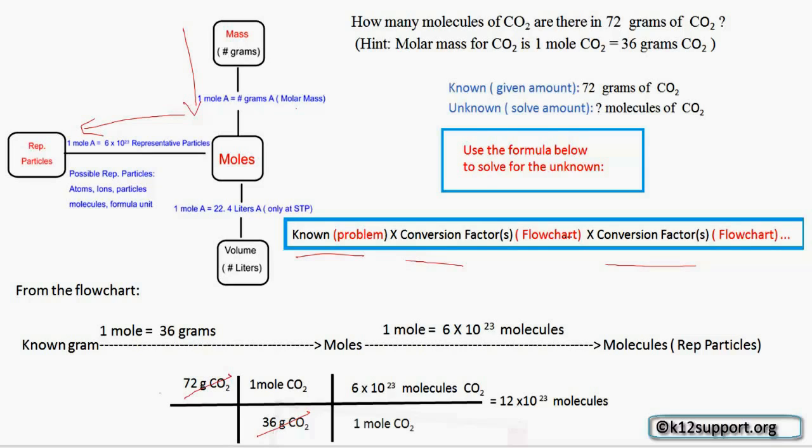What about 72 divided by 36? That will give you 2. You want to check? Take 36 times 2. That will give you 72.